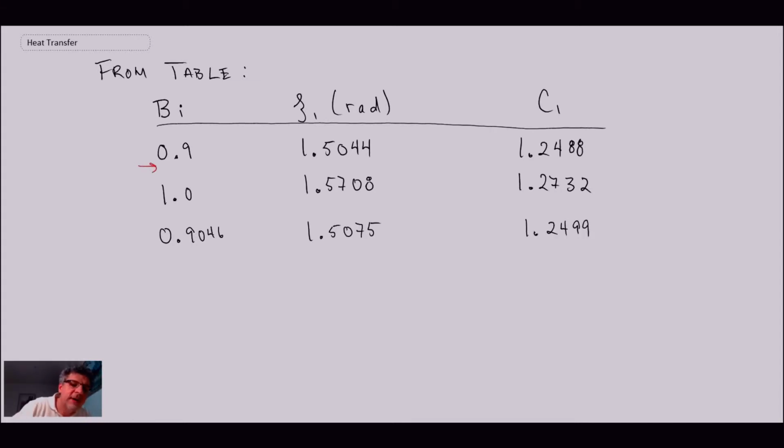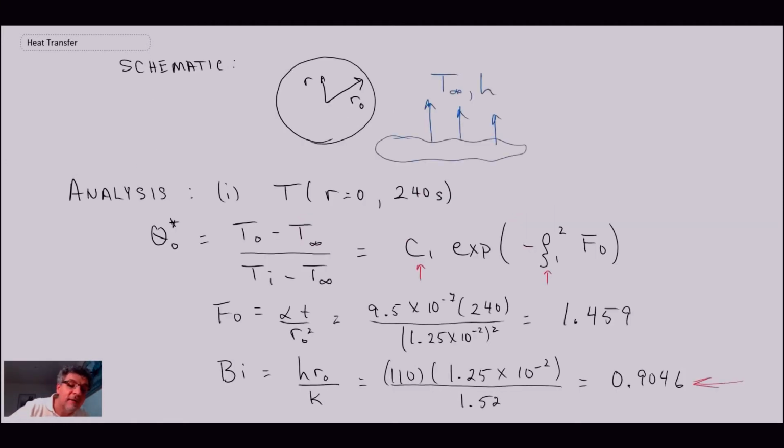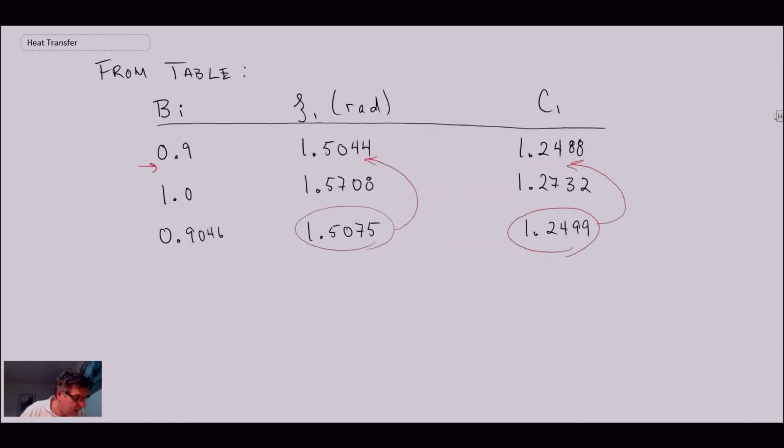Whenever you do interpolation, do a sanity check. 1.5075, that's close to 1.5044, so that makes sense. 1.2499, that's close to 1.2488. So that probably means we did the linear interpolation correctly. Then let's go back. We've done the linear interpolation, and that has enabled us to get C1 and zeta 1. So we can now use this equation to evaluate theta naught star. So let's do that.